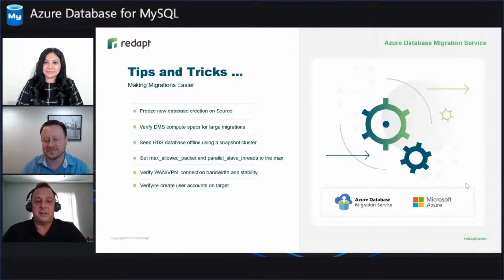And the final tip, DMS does not migrate database user accounts from Aurora, so you need to recreate those database user accounts on the target server. However, it is possible to enable login migration from external sources like RDS using REST APIs or CLIs, but that's only if the authentication plugin used on RDS is supported on flexible server. So those are the overall tips and tricks for the community here.